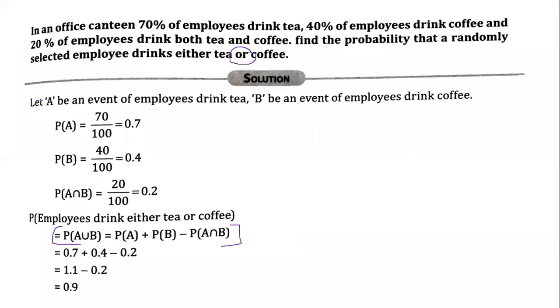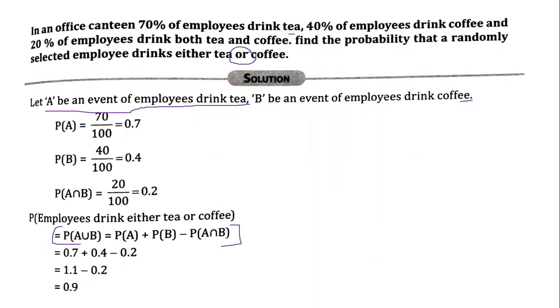So let us define the events. Let A be the event of employees who are drinking tea, because first is given as tea, and then let B be the event of employees drinking coffee. Now, how many people are drinking tea? 70% of the employees are drinking tea. So 70% means 70 by 100. So 0.7 is the probability of people drinking tea.